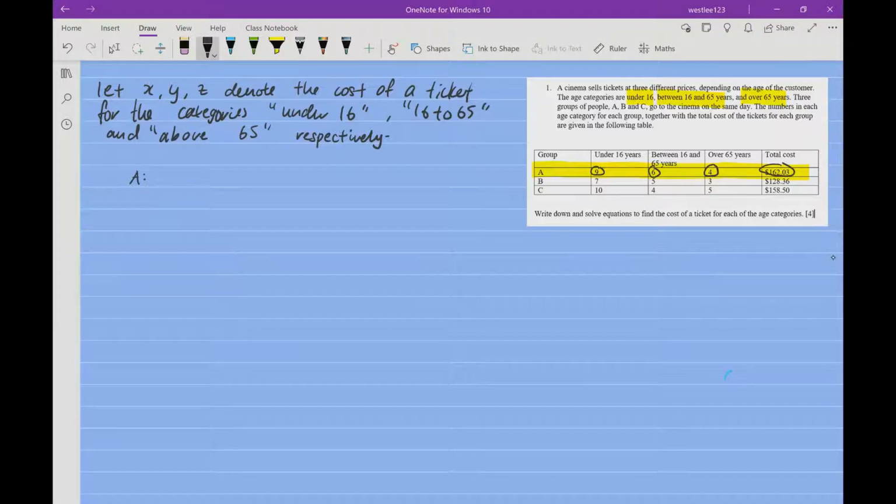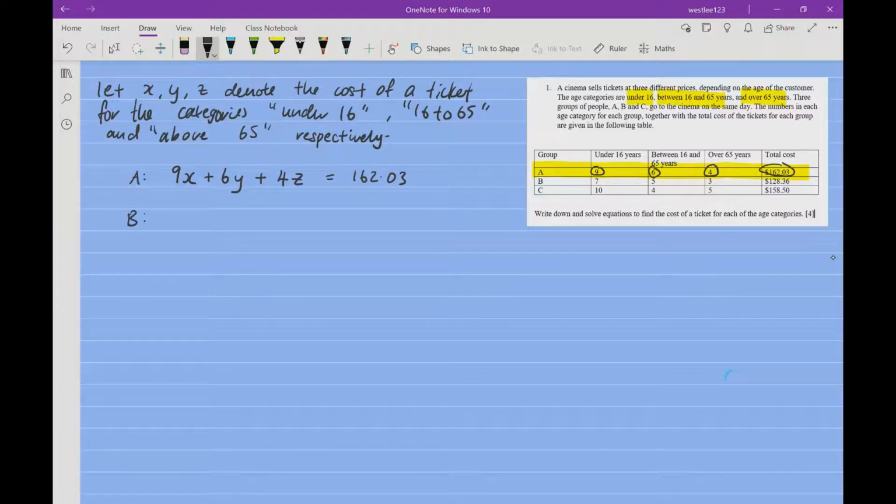All right. So there are 9 people under 16. So this will be the cost of tickets for them, 9 times X. For the 6 of them who are between 16 to 65, they will be paying 6Y. For the 4 of them over 65 years old, 4 times Z, because the cost of ticket for each of them above 65 is Z dollars. And altogether, the total cost of tickets for Group A is 162.03. We will do the same thing for Group B and C.